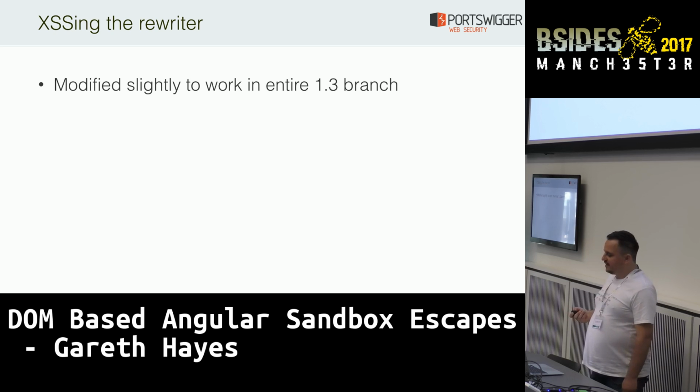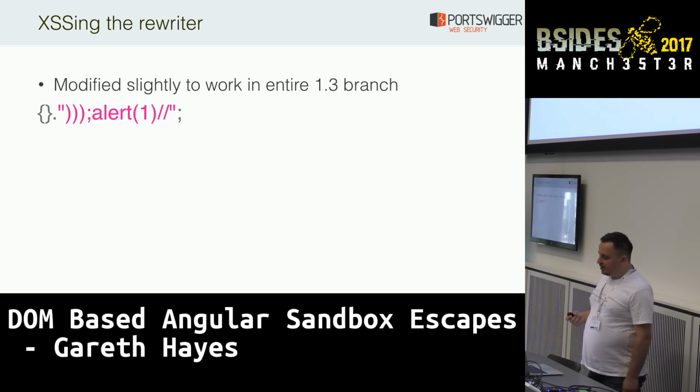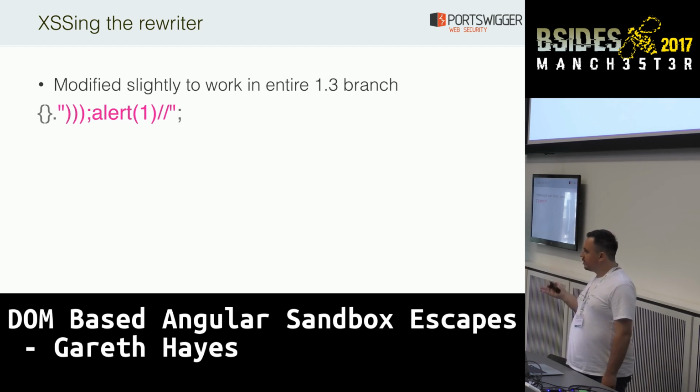So I modified the vector slightly to work on the entire 1.3 branch. So this works on all the versions of the 1.3 branch. So we have an object literal, we use dot, double quote, break out the parenthesis, execute alert1, and use a single line comment. So normally in a classic XSS vector, the double quote isn't required at the end of the comment because it doesn't matter because of the single line comment. But in Angular, we use that double quote to keep the lexer happy so that it'll still work.